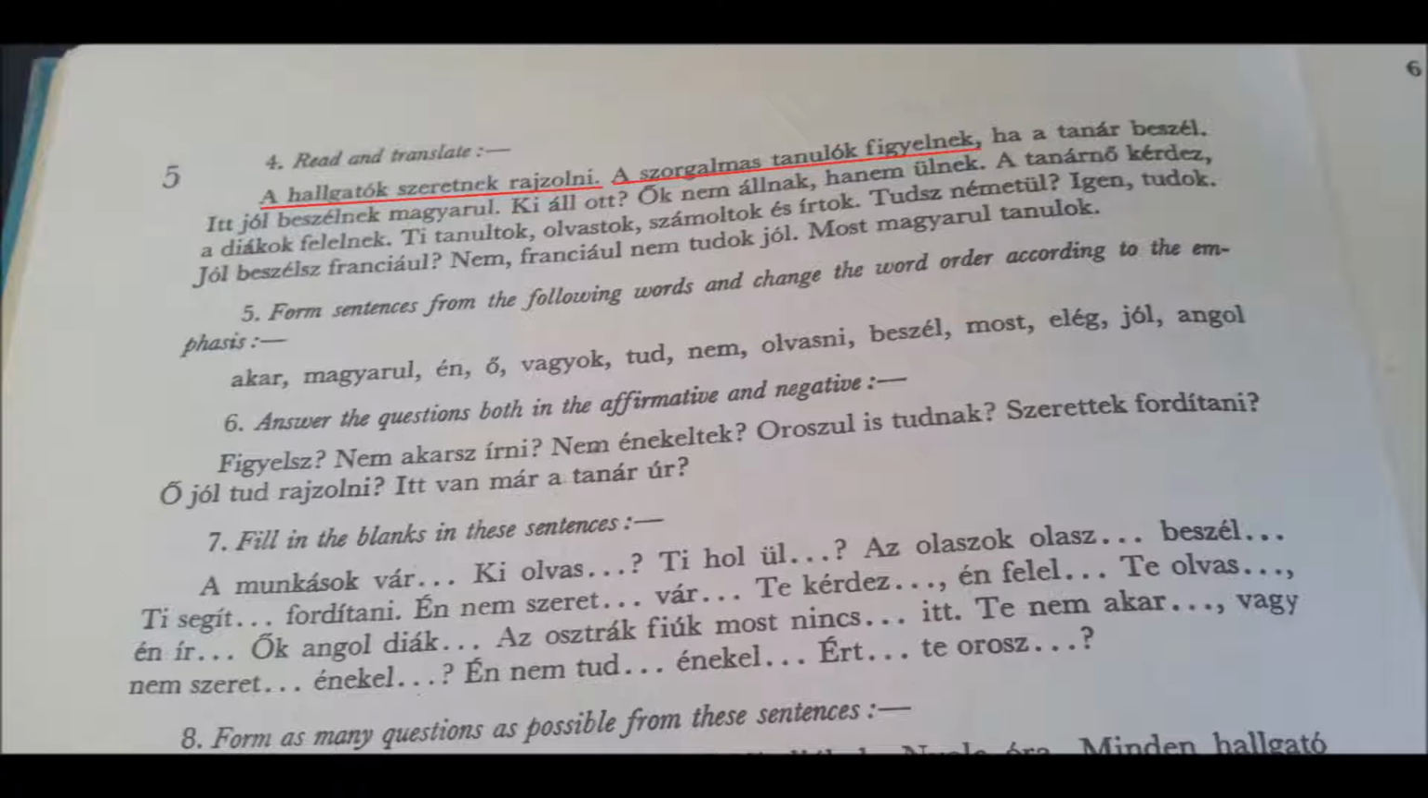Ti tanultok, olvastok, számoltok és írtok. You learn, read, count, and write. Tudsz németül? Do you know German? Igen, tudok. Yes, I do. Jól beszélsz franciául? Do you speak good French? Nem, franciául nem tudok jól. No, French I don't speak well. Most magyarul tanulok. Now I learn Hungarian.